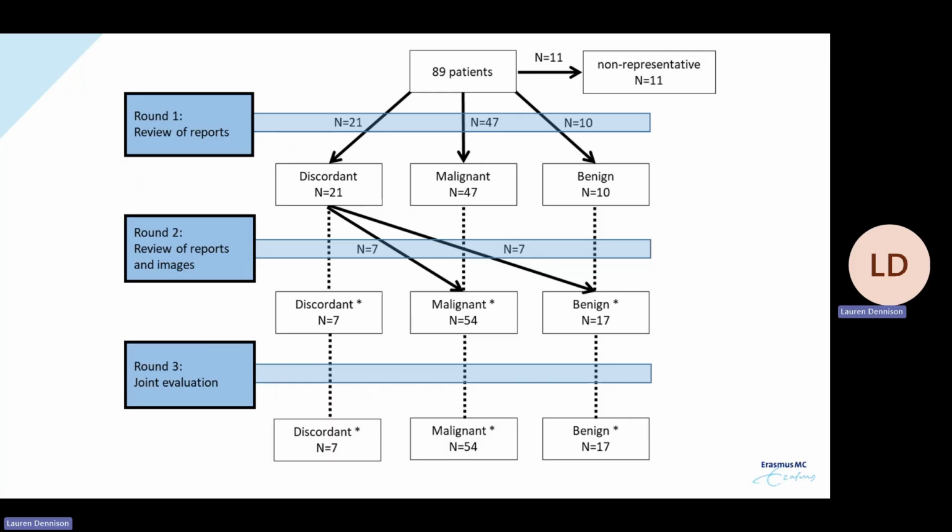So we start off with 100 patients. Already in the first step, we saw that 11 of these were non-representative when it came to the histology. And then we're left with 21 discordant cases in the first round. So that's actually quite a lot. It's almost a quarter of these patients. Then we had the first round of reconciliation, and then a few of these were reclassified as malignant. Some were reclassified as benign. We were left with 7 discordant cases, and in the third joint evaluation, these were still remaining.